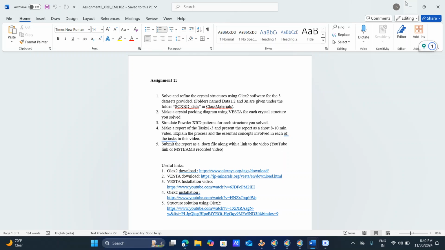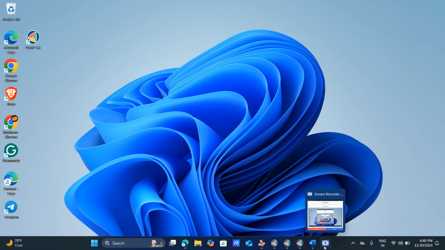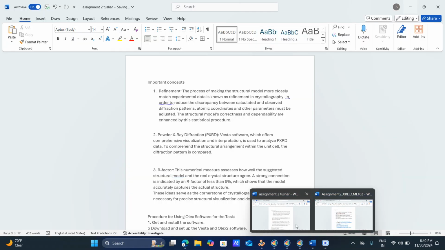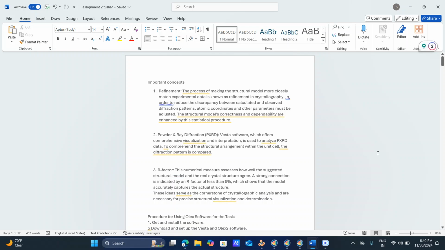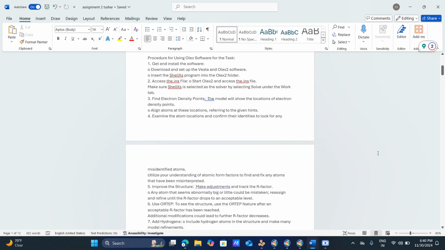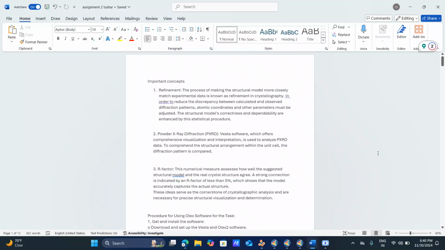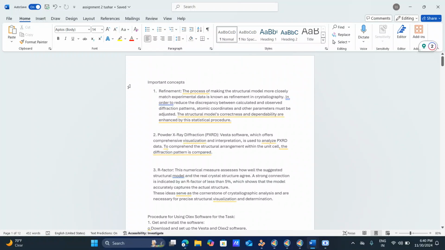So let's begin. I have made a little bit of the assignment here, so one can go through it. I will upload this doc file there too. Let me go through this doc file. Before beginning, we can discuss some important concepts. A few important concepts used here are refinement and the R factor. For X-ray diffraction, as we all know, it's also an important thing to know.